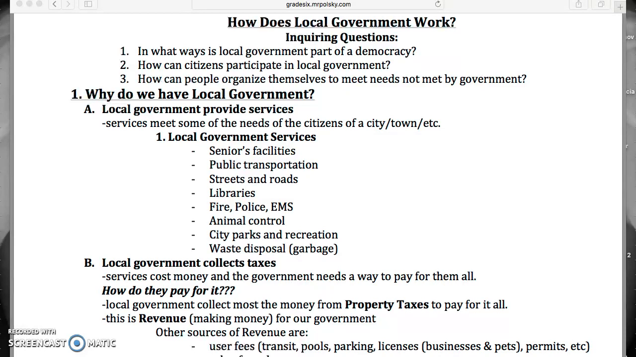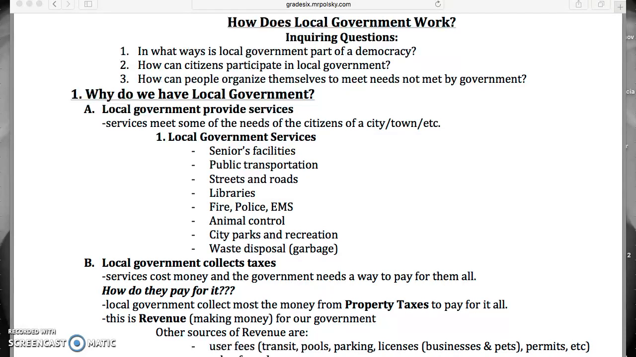So our local government, their services focus on what the people in the city need and what is necessary for our city to run. So some examples of these services are seniors facilities, public transportation, so that's bus and LRT, streets and roads, libraries, fire, police, EMS, animal control, city parks and recreation, so by recreation, things like Terwilliger Rec Center, things like that, and waste disposal.